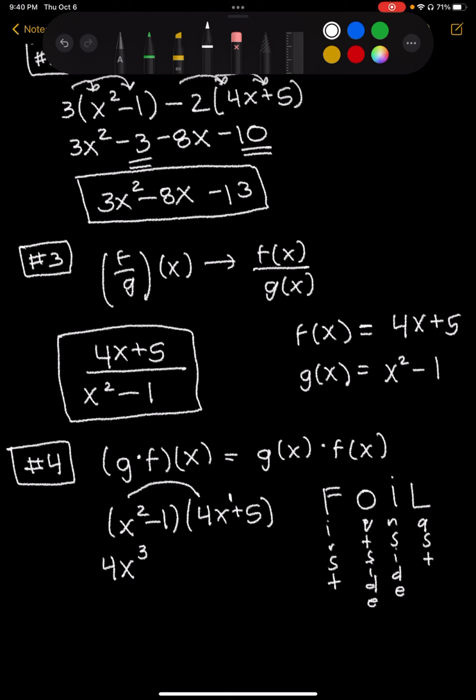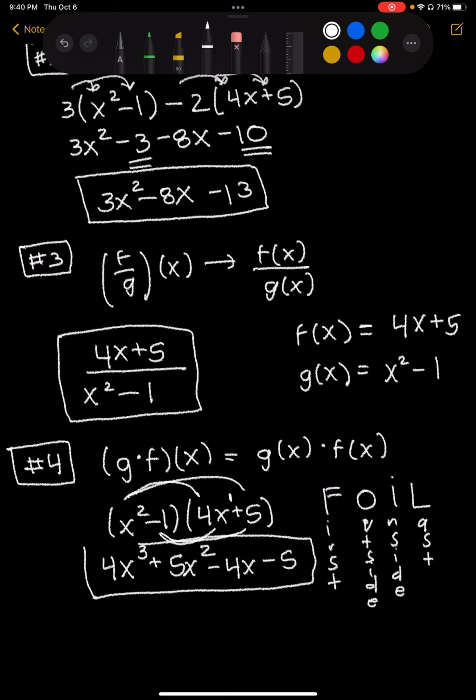Then we're going to do the outside ones, which are the x squared and the 5. So 5 times x squared would give me a 5x squared. Then we're going to do negative 1 times 4x because those are your inside numbers, which would give me a negative 4x. Then your last numbers, negative 1 times 5, gives me a negative 5. Then potentially we could combine like terms. In this case, there are no like terms, so your final answer is right here, 4x cubed plus 5x squared minus 4x minus 5. And there we have it, function operations.